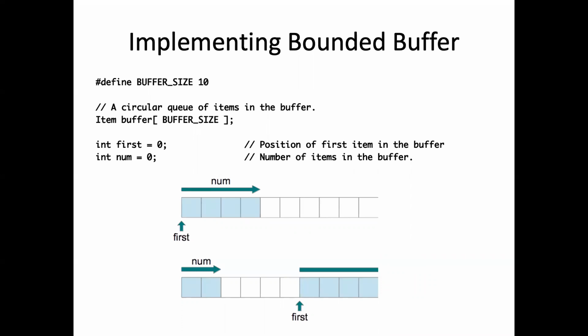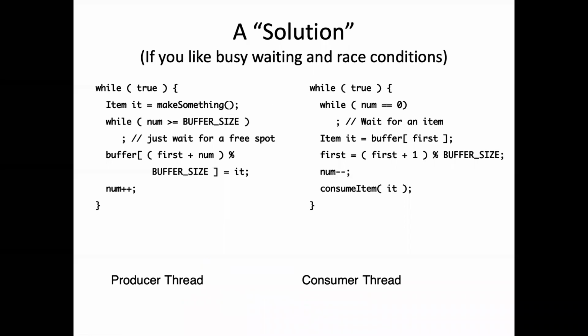We have an array that has one item for everything that can fit in our buffer. We're going to use a first index to keep up with the first item in the buffer, so whenever a consumer comes to get one out, that'll be the next one they get. So first will move ahead as we take items out of it. And as we put items in the buffer, num will move ahead, keeping up with how many items are in the buffer. And we already came up with our first solution to this.